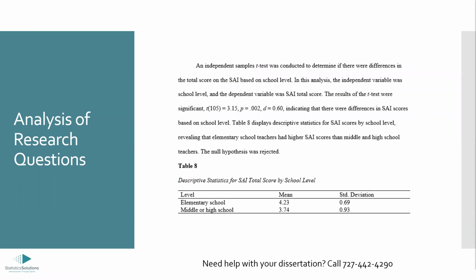Here's another example of an independent samples t-test, but this time we have an example where the test is significant. Again, we start by stating what test we're doing. We identify our independent and dependent variables. We show the results of our test. Again, our t-statistic with degrees of freedom, our p-value, which in this case is less than 0.05, which is significant, and our effect size. So we conclude that there are differences between the groups. And then we can state that our null hypothesis was rejected.